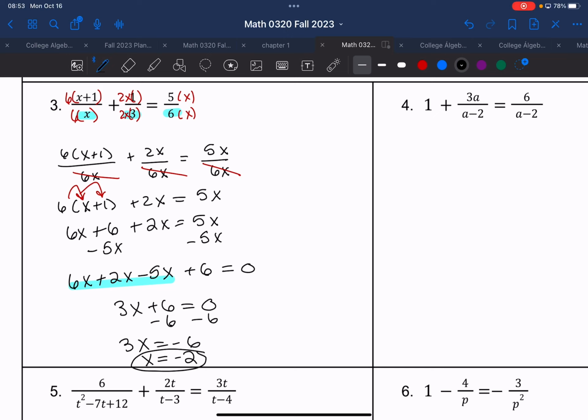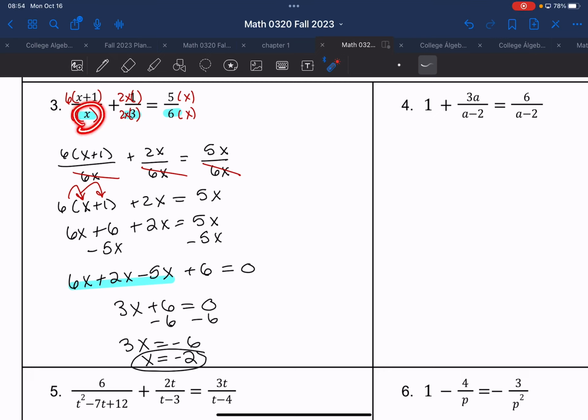However, remember I said if we have a variable in the denominator, so if we look at number 3, the only variable we have in the denominator is that first fraction. It was an x. If I plug in negative 2 into that denominator, would it give me 0? No, it would just give me negative 2. So that means my answer is that negative 2. If it gave me the 0, meaning I would have a fraction divided by 0, then it would be undefined.